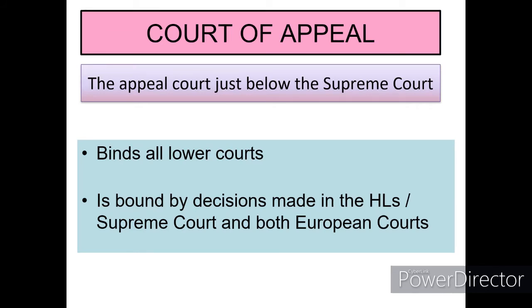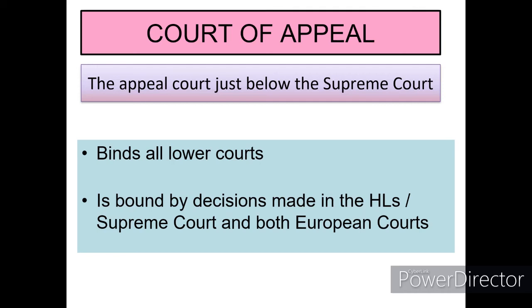Let's move to the Court of Appeal. Now, the Court of Appeal is the court just below the Supreme Court. So it's a higher court, so it does make precedent, and it has to follow the Supreme Court's decisions because it's below the Supreme Court. However, the Court of Appeal binds all the courts below it. So the High Court has to follow the decisions of the Court of Appeal, as do the Crown Court and the County Court, because they're below the Court of Appeal.